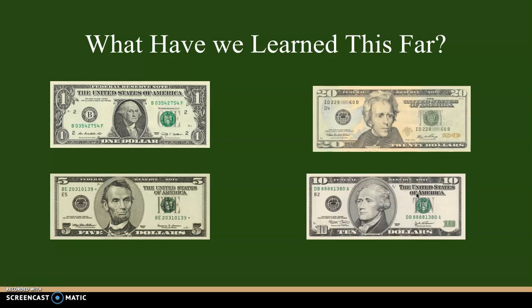So, what have we learned thus far? We've learned about the $1 bill, the $5 bill, the $20 bill, and the $10 bill. We learned about all the different ways that you can write $1, $5, $20, and $10. We learned about what types of items are going to cost these amounts of money. We also learned what it's going to look like if we're either shopping online or out in the community. So I really hope that you guys are now able to identify what each of these bills looks like.